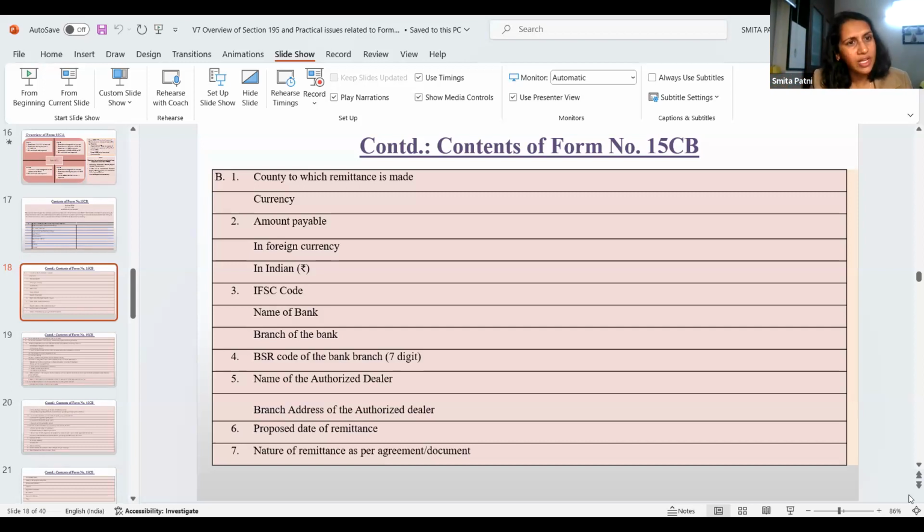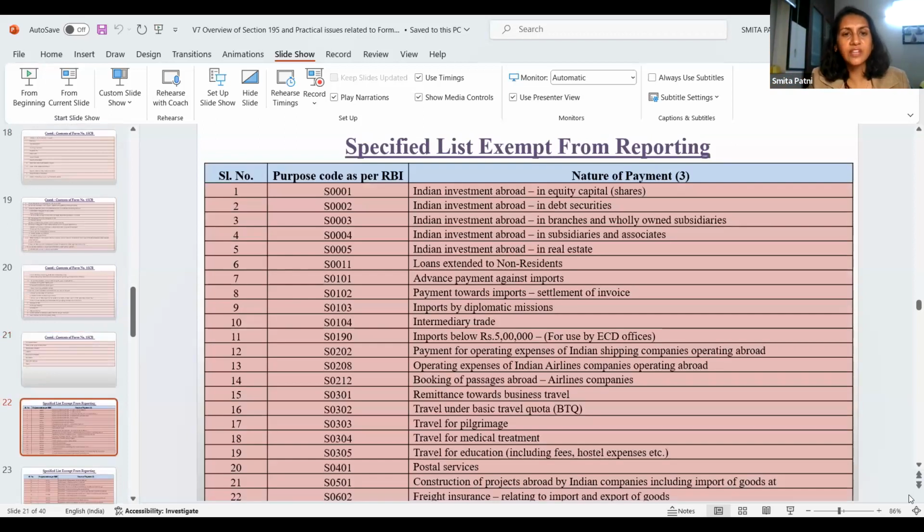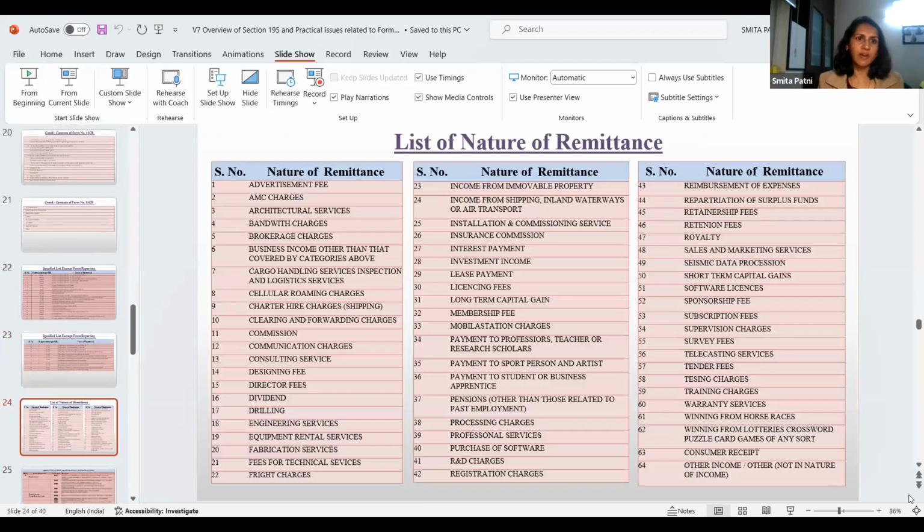Name of the nature of the remittance. There are 64 transactions in the list of nature of remittance. Out of these, 63 are specifically defined, and 64 is the residual category. If you don't fall in the 63 categories, then you automatically come to the 64th category.